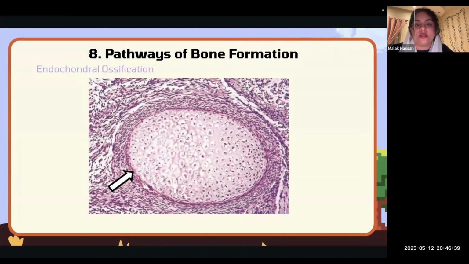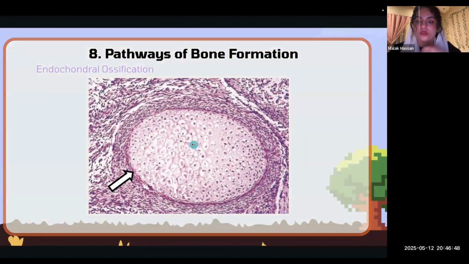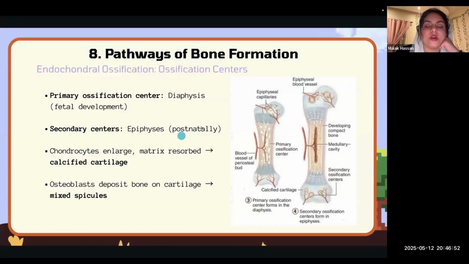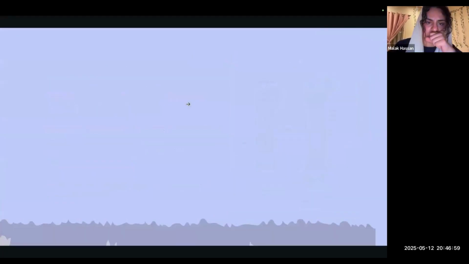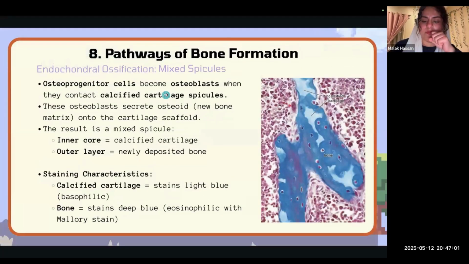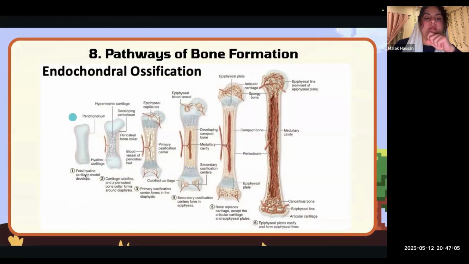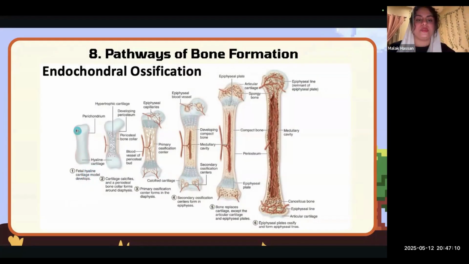Now, this is another picture of endochondral ossification. Here you have the formation of the bone collar. Okay, and here you have the hyaline cartilage in the center. Now, we have ossification centers in endochondral bone. But before we discuss that, let's take a look at this picture. We have fetal hyaline cartilage, okay? It's a model. It looks like the future bone, right?